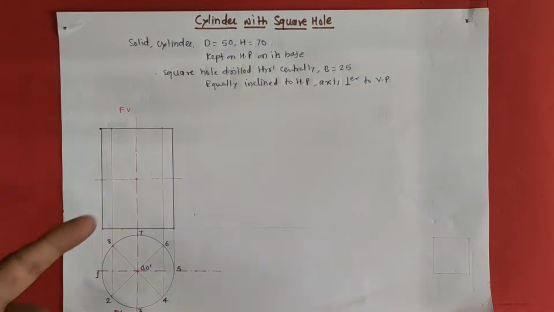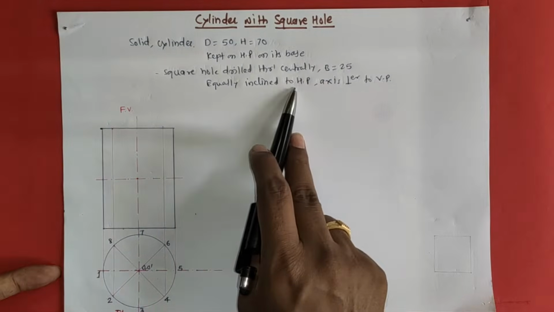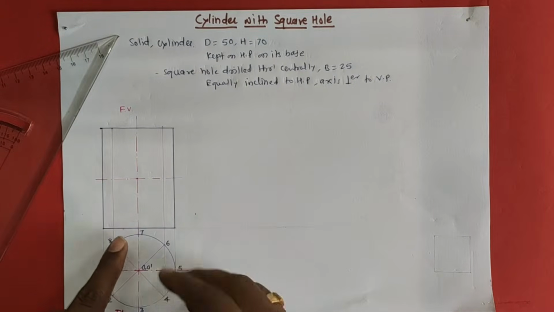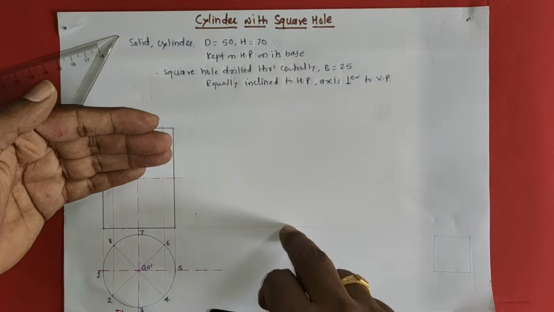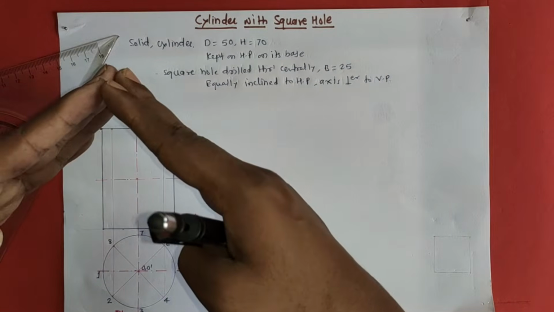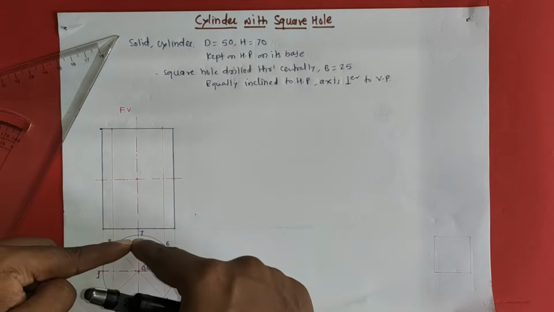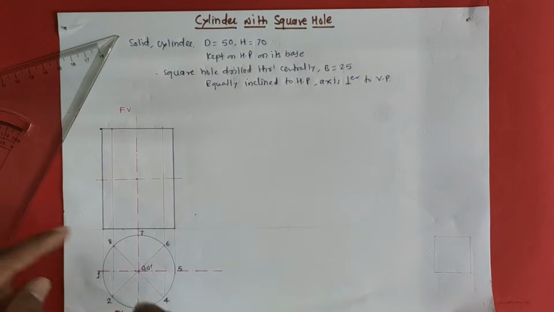Okay, now to draw the square hole here. The square hole is equally inclined to HP, that is, two sides are making an angle of 45 degrees with the horizontal plane in the top view. In the front view, similarly, two other lines are making 45 degrees with the front view. So here it will be a square.